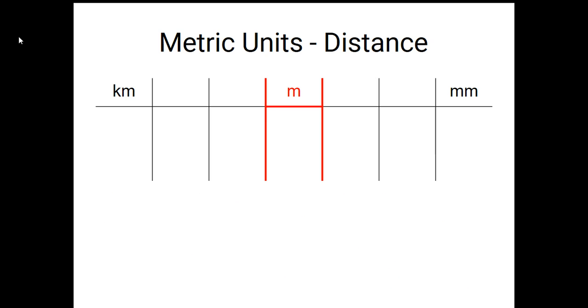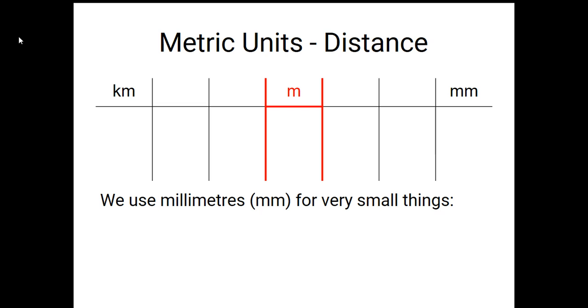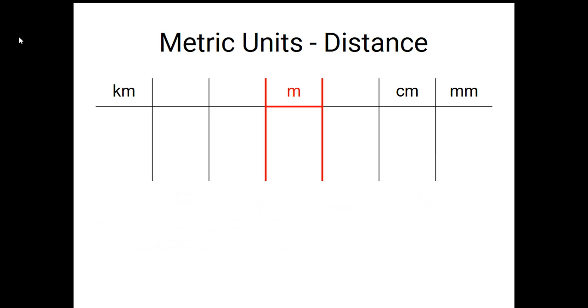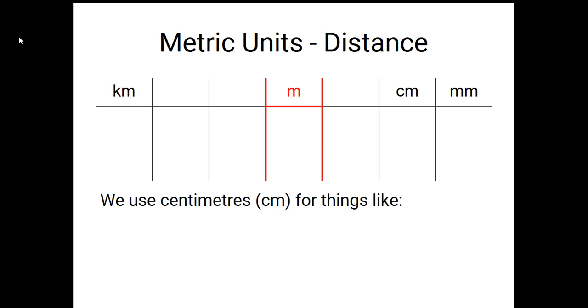On the other side, we're using a very small unit, that's our millimeters. Now, I know that 1,000 millimeters make 1 meter, so again, it's 3 columns away to the right. So things like the thickness of a coin or the diameter of a screw would be what I would use millimeters to measure. And I'm going to put centimeters in there, and they're in that column because 10 millimeters make 1 centimeter and 100 centimeters make 1 meter. So that's why it's there on the grid.